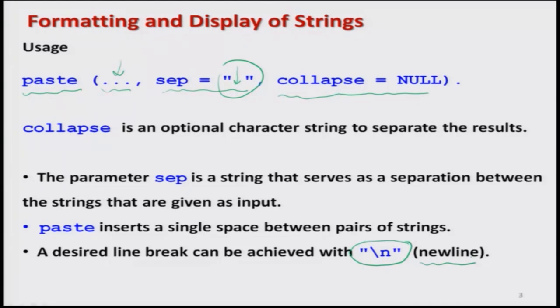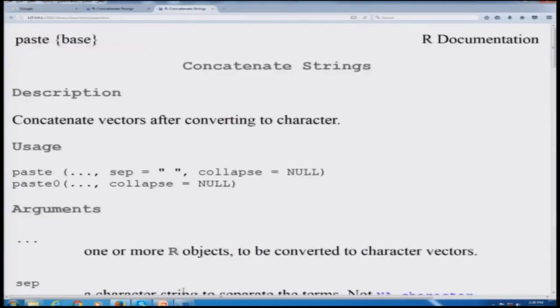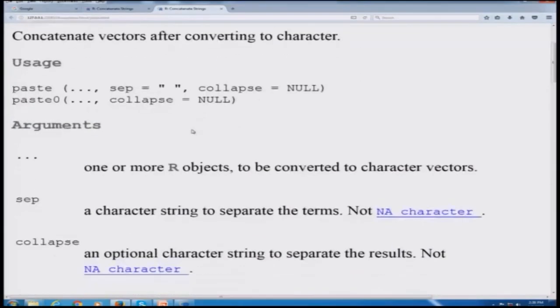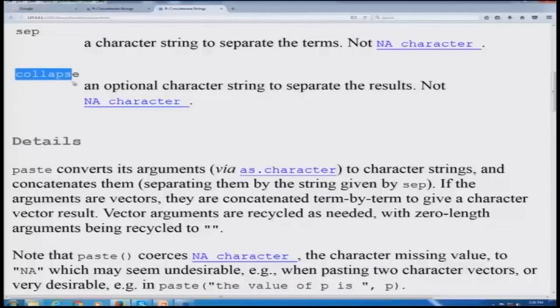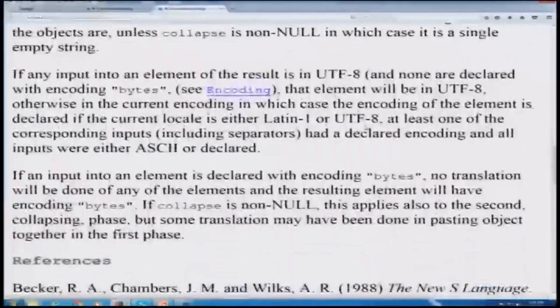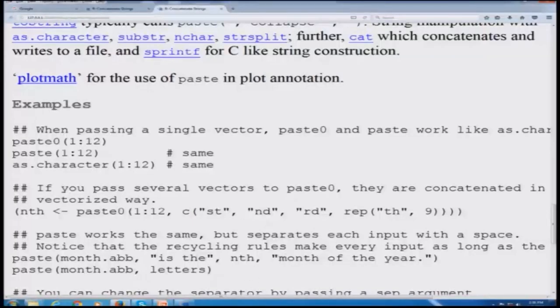Okay, so let us now take some examples, but before that, if you want to learn more about this paste function, take help from R. You can see here that it comes to the website of the R software, and here it gives you all the details. You can see this collapse is given here, that it is an optional characteristic to separate the results. Right, so all these details are here. I would request you that if you want to understand it more, please try to read it.